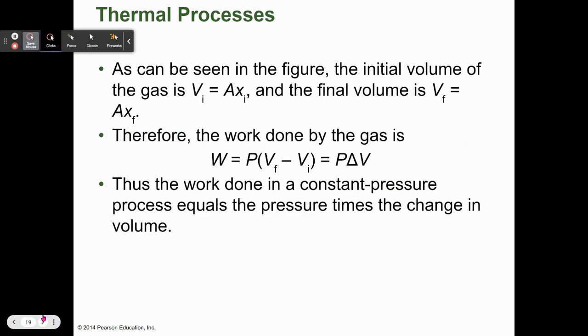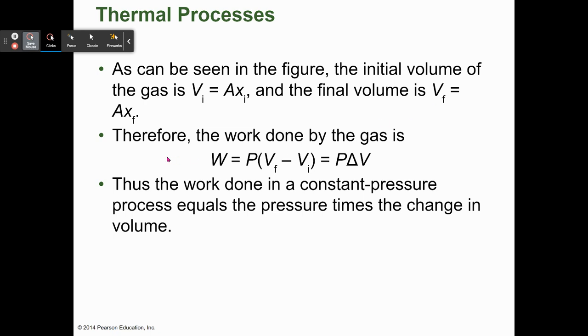All right. As can be seen in the figure, the initial volume of the gas would be VI, which is equal to the area of the piston times how far it moves. The final volume is the area of the piston times where it... let me start over there. The initial volume would be the area of the piston times the displacement initially, or where it started. And then the final volume would be the area of the piston times where it ended up.